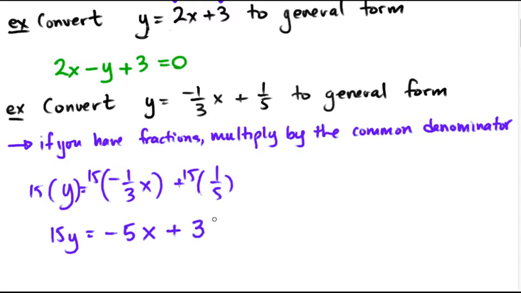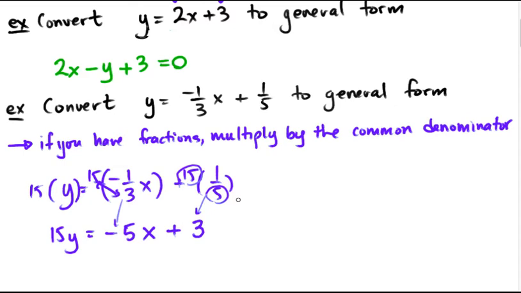So don't think about it as fraction multiplication. Think about it as multiplying by the numerator and dividing by the denominator. In fact, it's even easier to divide by the denominator first. So 15 divided by 3 is 5 times negative 1 is negative 5. 15 divided by 5 times 1 gives you 3. It's much faster to think about it that way. So that's your first step.